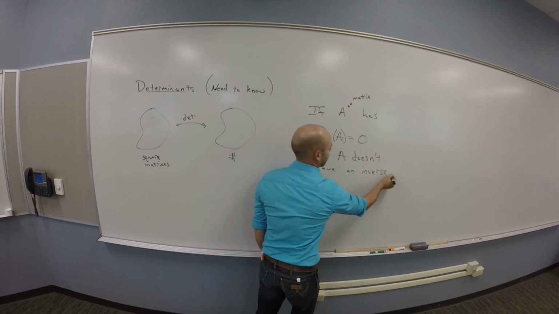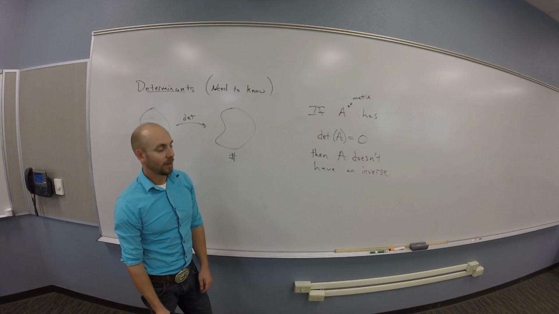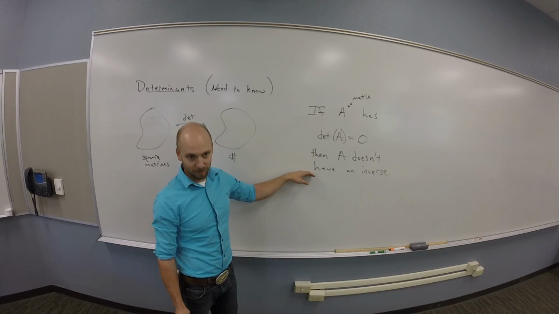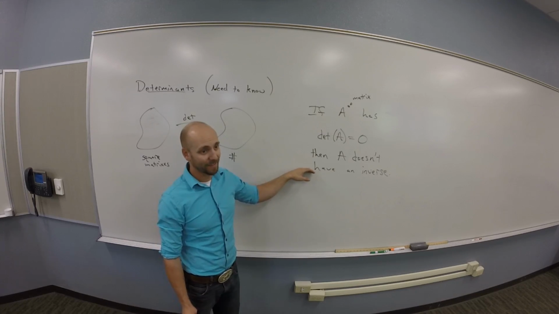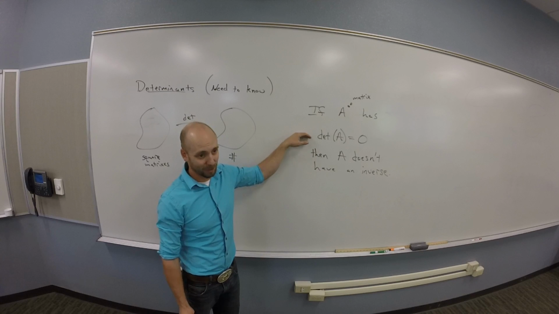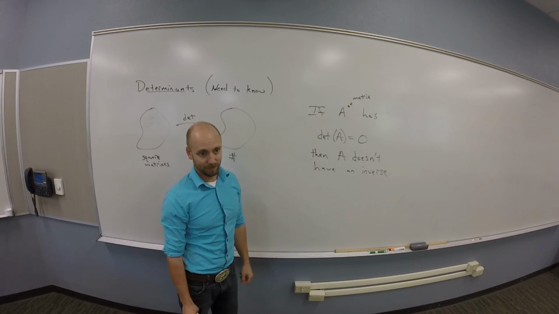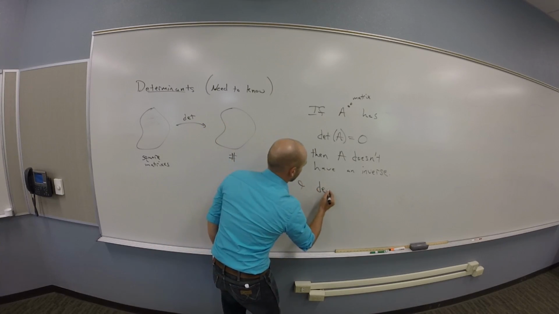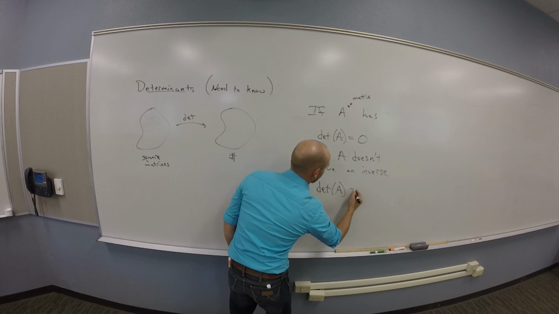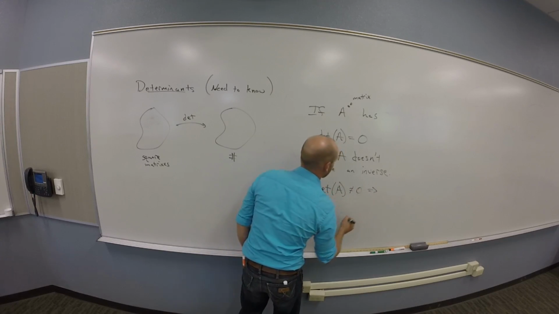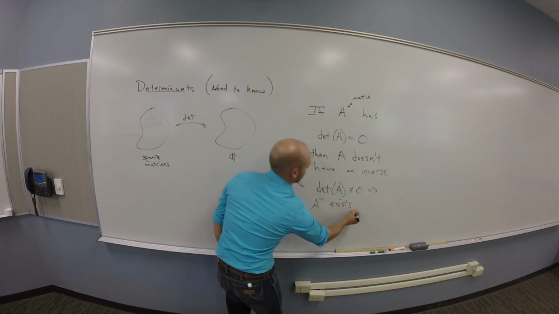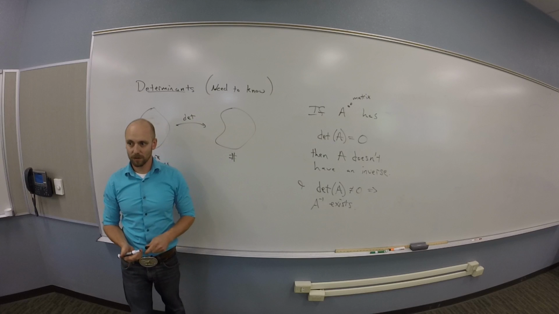Okay, now the weird thing, right? I just said if the determinant is 0, then A doesn't have an inverse, right? The other way is also true. So if A has an inverse, then its determinant isn't 0. And also determinant of A not being 0 implies A inverse exists. You guys see that?